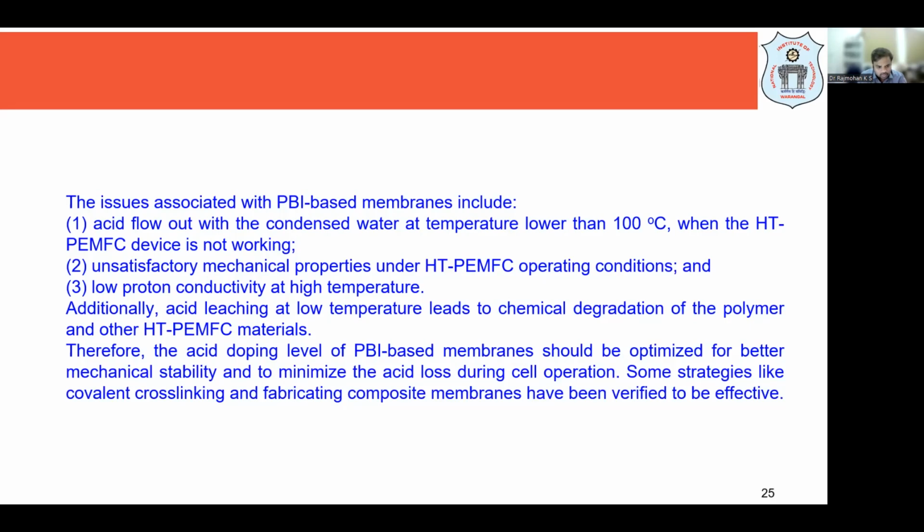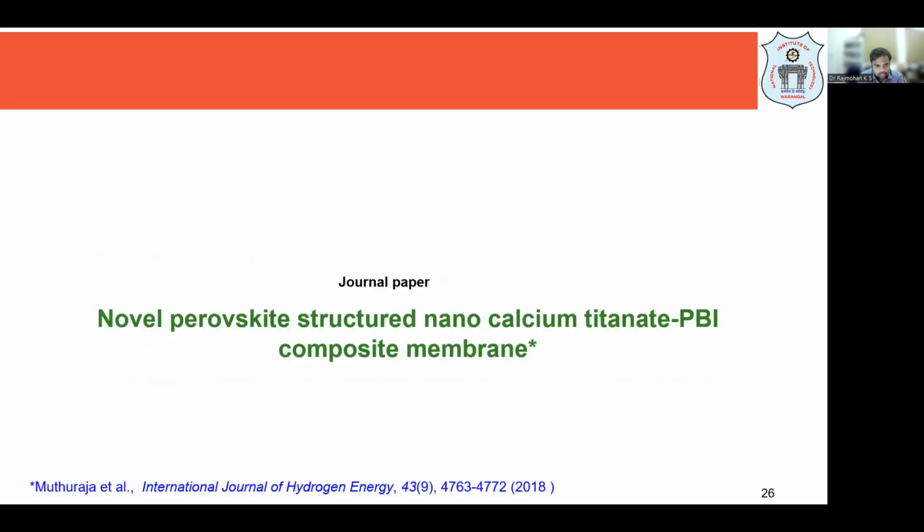Hence, the acid doping level of PBI based membrane should be optimized for better mechanical stability and to minimize the acid loss during cell operation. Some strategies like covalent cross-linking and fabricating composite membranes can also be verified as being effective methods.